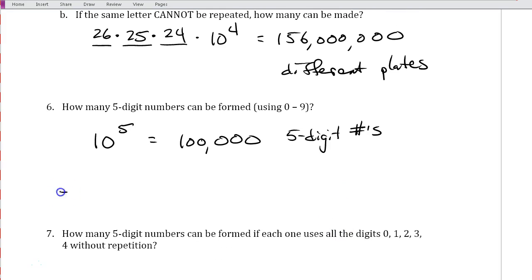Alright, again, if you want to work it out, using your 5 different spots, we have 10 possibilities for each one. We're going to multiply those together to get 100,000.